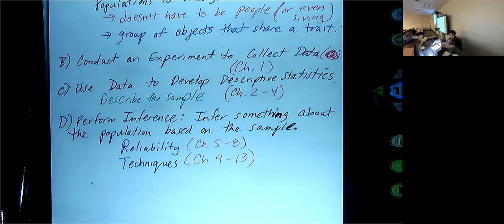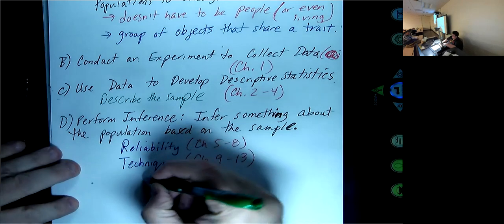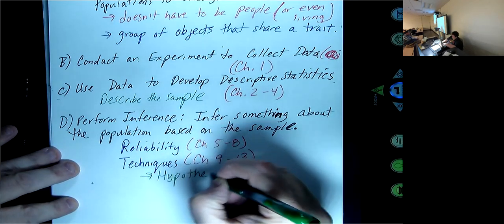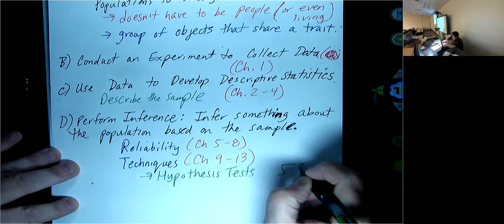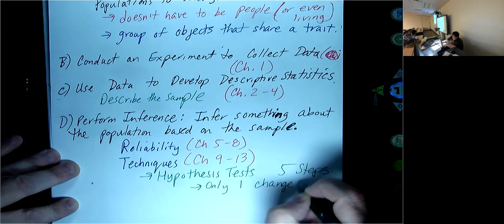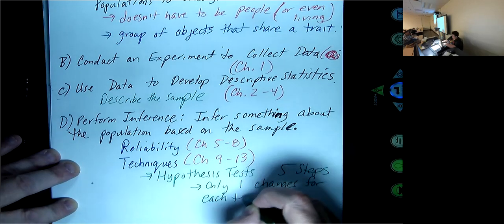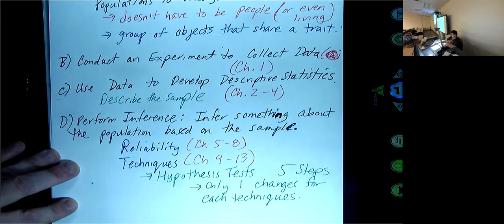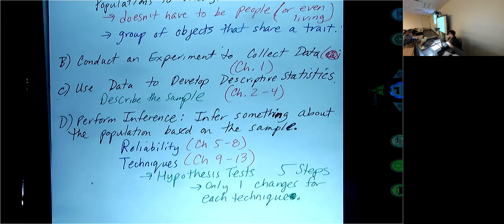Because once we do this, we're doing hypothesis tests. And hypothesis tests have 5 steps, and only 1 changes for each technique. So it's kind of like learning the base recipe and then going, well, what am I going to add in? I'm making cookies. Do I add in chocolate chips? Do I add in oatmeal and raisin? This is a great example, the cookies. Do I add in M&Ms? Do I add in cinnamon and make it like snickerdoodles?